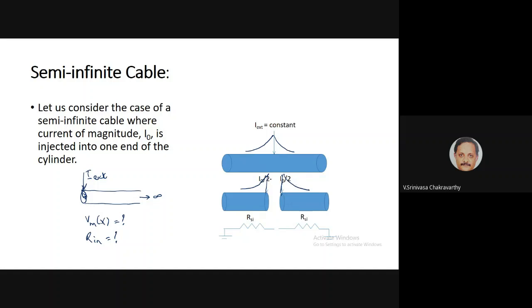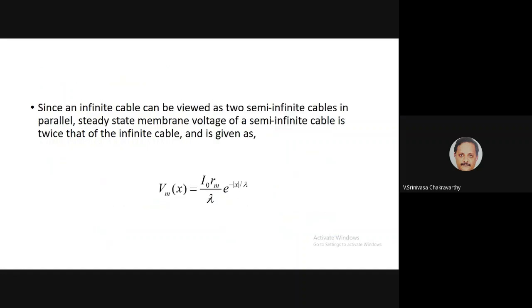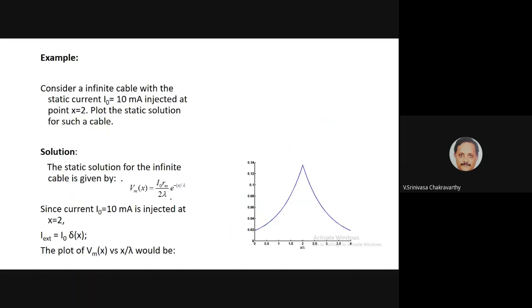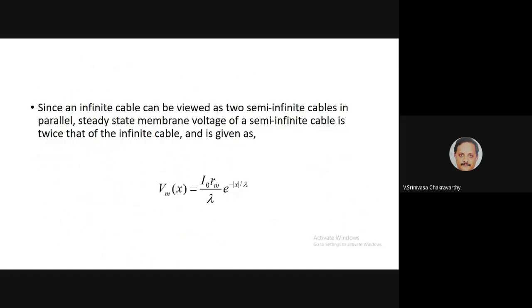So this is what we get, and the voltage here is just the same V naught. For a semi-infinite cable, even if I give a current of I naught by 2, I get a voltage of V naught. Therefore, if I give a current of I naught, I'll get a voltage of 2 V naught because the whole structure is linear. In the previous one, for V naught, we have I naught Rm by 2 lambda. So now you have twice that voltage for the same current.